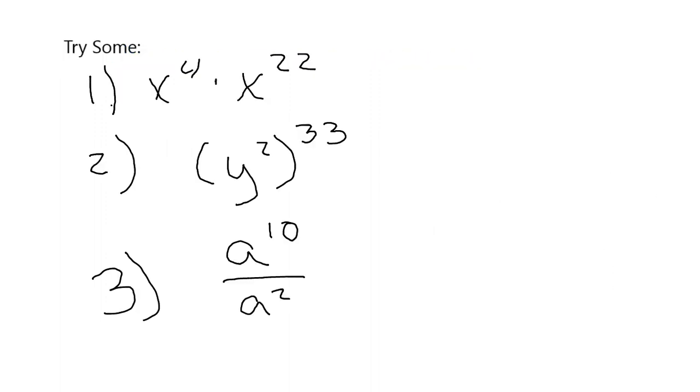It's now your turn to try some. X to the 4th power times x to the 22nd power. Law number 2, the quantity of y squared raised to the 33rd power. And law 3, a to the 10th power divided by a squared. In a later video, there will be some more complex problems and a combination of different ones all at the same time.